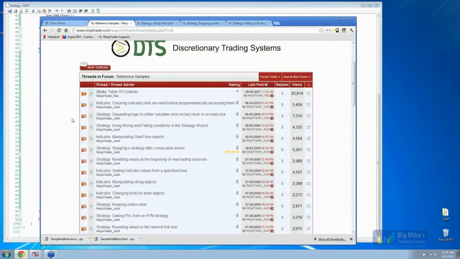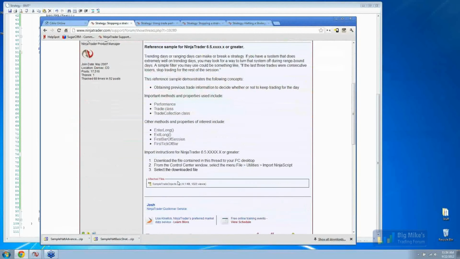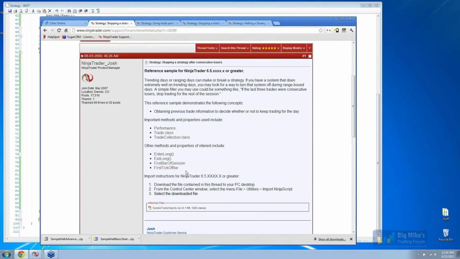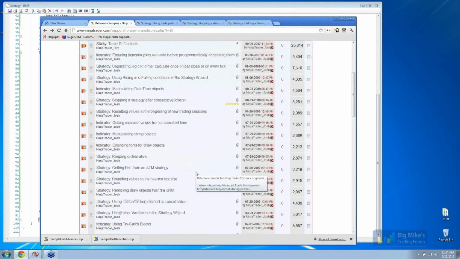The first one would be over here, stopping a strategy after consecutive losers. You want to come here, download this attachment file, and load that into your NinjaTrader, and then you can see sample code with a lot of comments on that. This is definitely a very good resource to help you further understand the concepts I was talking about here today.